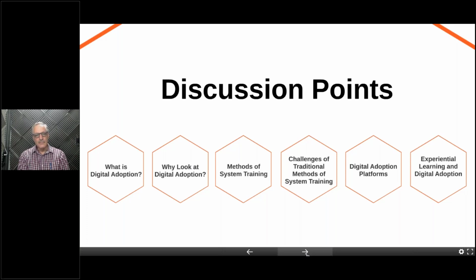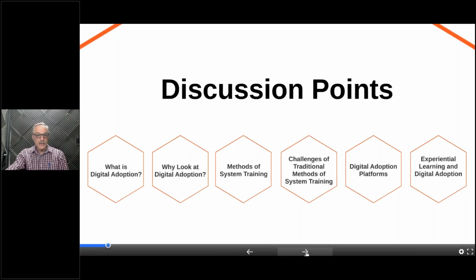We'll look a little bit at some of the methods of system training that are being used in the industry today, and some of the challenges associated with those traditional methods. We'll look very briefly at digital adoption platforms. This is designed to help you select a platform and introduce the concept of experiential learning and digital adoption. We'll cover those as quickly or as slowly as is appropriate based on questions people have.